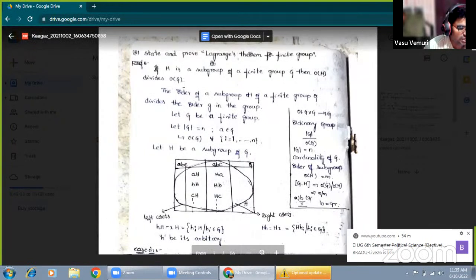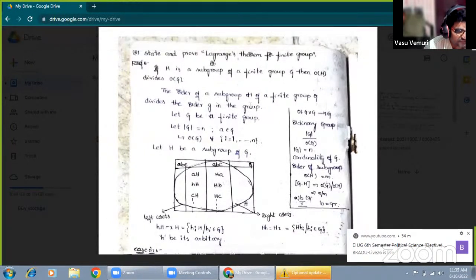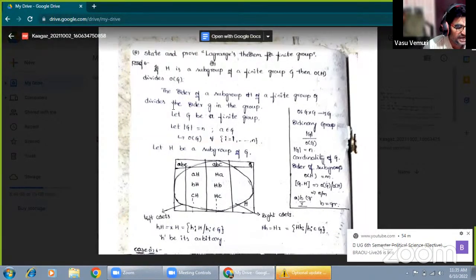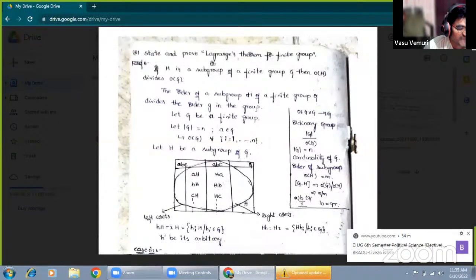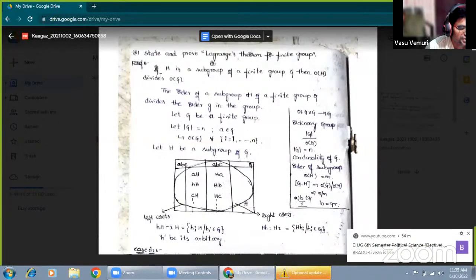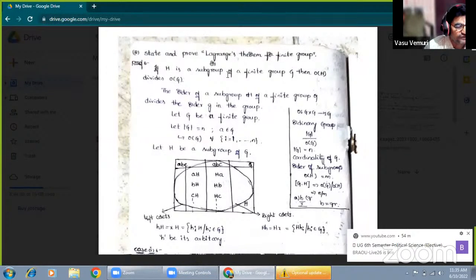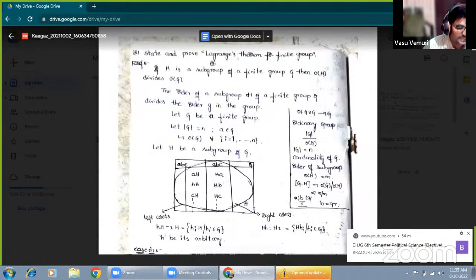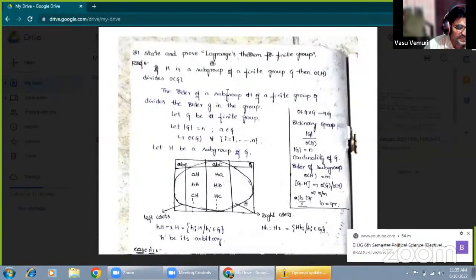This statement can also be stated as: the order of the subgroup H of a finite group G divides the order of the group. In simple notation, the order of H divides the order of G. Order of G means the order of the group, and order of H means the order of the subgroup. That is the simple statement, the Lagrange theorem.